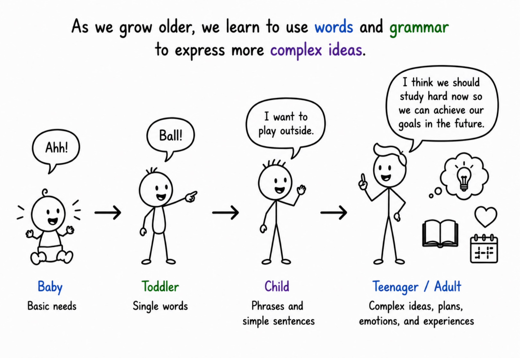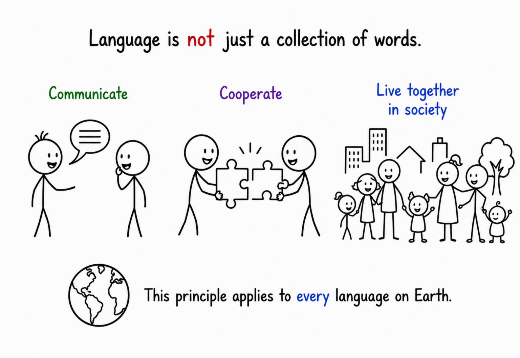As we grow older, our thoughts become more complex. We want to share ideas, experiences, emotions, and plans. To do this, we learn words, phrases, and grammar that allow us to express increasingly complicated messages. This reveals an important fact. Language is not just a collection of words. Language is a system that helps people communicate, cooperate, and live together in society. And this principle applies to every language on Earth, the universal structure of language.